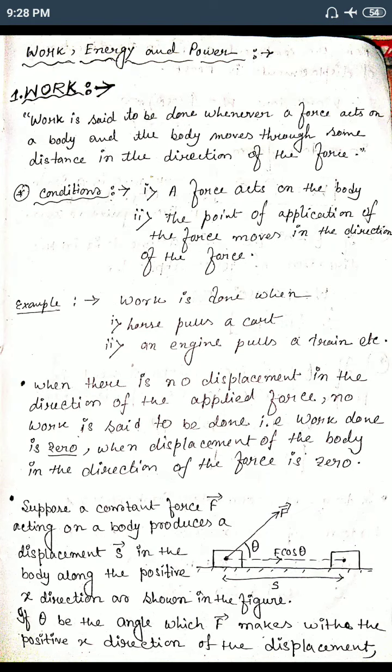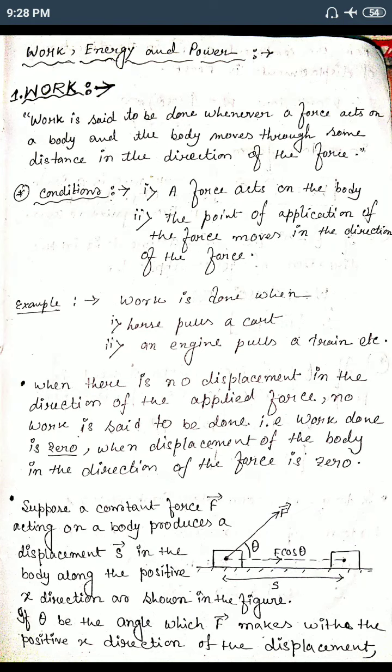Now this is a simple way we define work done. Now if a constant force is applied on an object with a certain angle, how can we define the work done? In this figure you see that an object is displaced a certain distance s by applying a constant force F, and this F makes an angle theta. Theta is the angle which F makes with the positive x direction of the displacement.